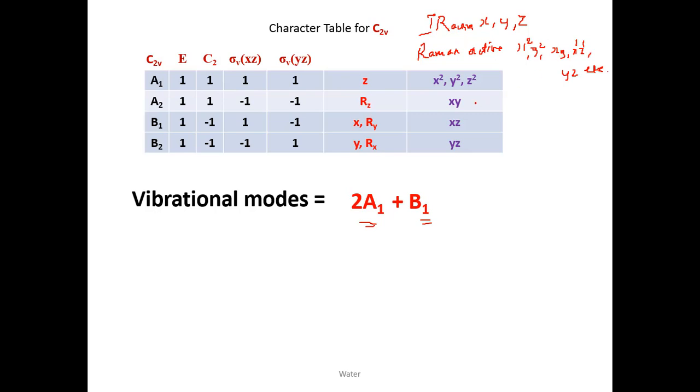Now the first term here is A1, and for A1 you look at what is present opposite, you find Z, and if you find Z, it represents an IR active mode. Apart from Z, you also find x square, y square, z square. They represent the quadratic terms which are Raman active in nature. So the A1 mode is IR active as well as Raman active.